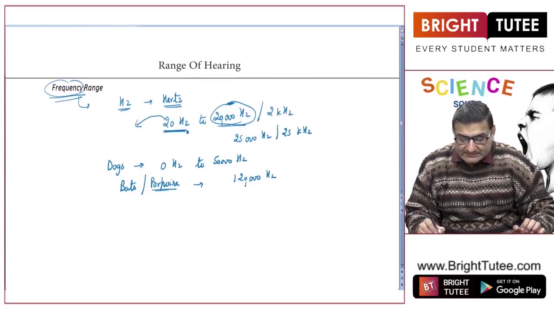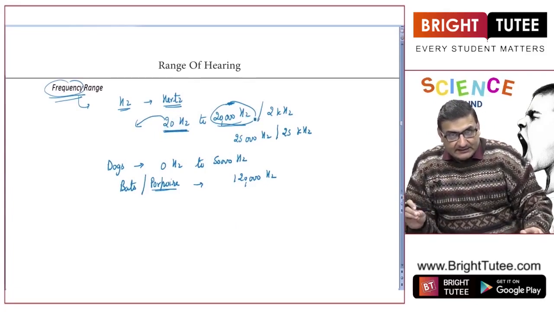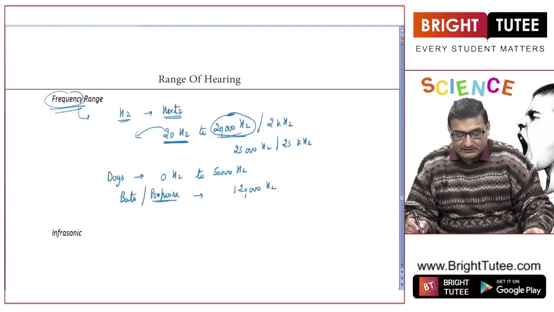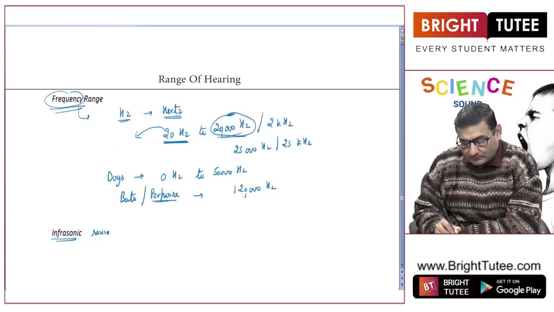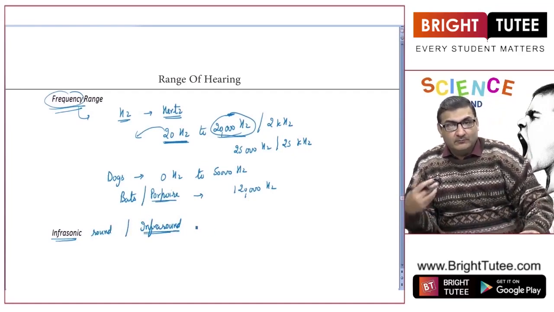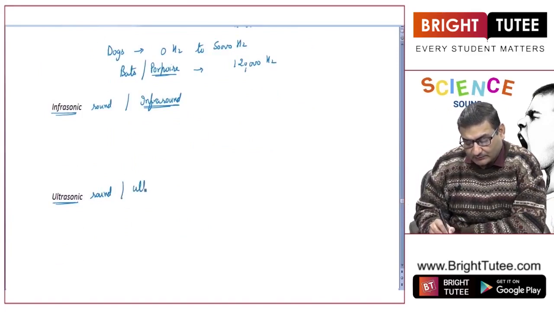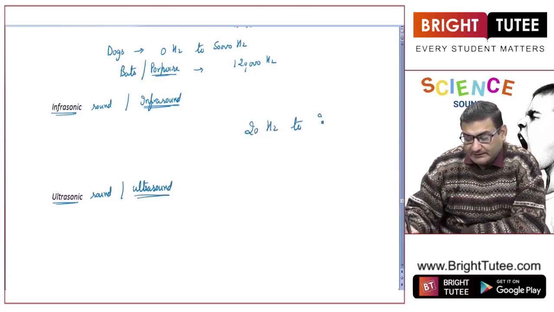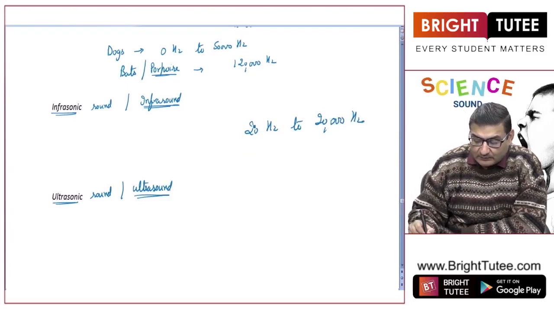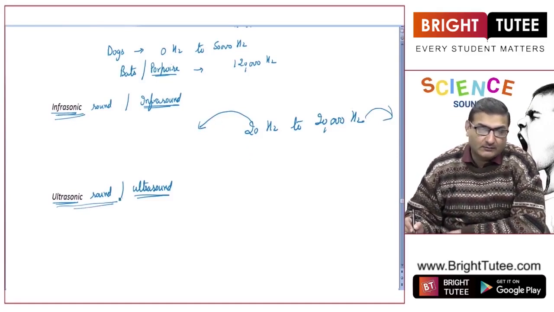Now, the human frequency range varies from 20 hertz to 20,000 hertz. Any sound with frequency less than 20 hertz, we call it infrasonic sound or simply infrasound, and any sound which has a frequency of more than 20,000 hertz, that is known as ultrasonic sound or simply ultrasound, right. So, the human frequency ranges from 20 hertz to 20,000 hertz. Any sound below 20 hertz is known as infrasonic, and any sound above 20,000 hertz is known as ultrasound or ultrasonic sound. Got it?